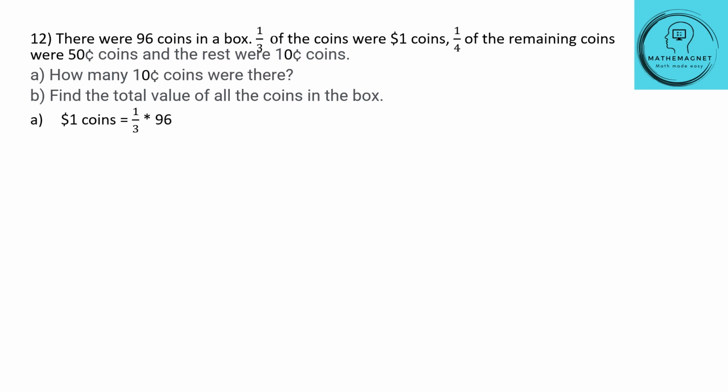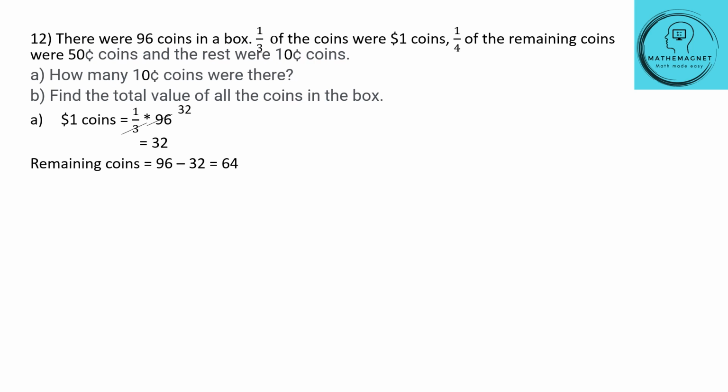To begin with, we know the $1 coins were 1 by 3rd of 96 coins, right? So the $1 coins will be 1 by 3 into 96, which is 96 divided by 3, 32 times, so it is equal to 32. So there were 32 $1 coins. Now the remaining coins will be 96 minus 32, which is 64, correct?